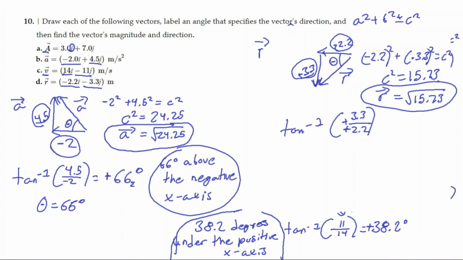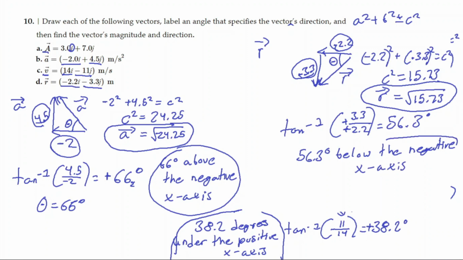If you plug it into a calculator, it would give you 56.3 degrees, which means that if we write it out now, it's going to be 56.3 degrees below the negative x-axis. Below meaning that the y value is negative, and negative x-axis meaning the x component is also negative. So that is going to be your r vector.